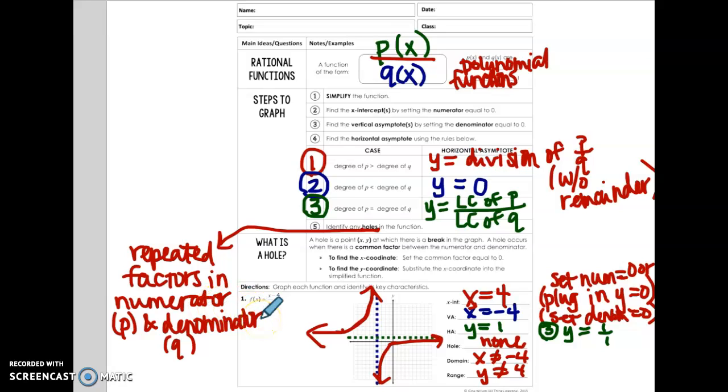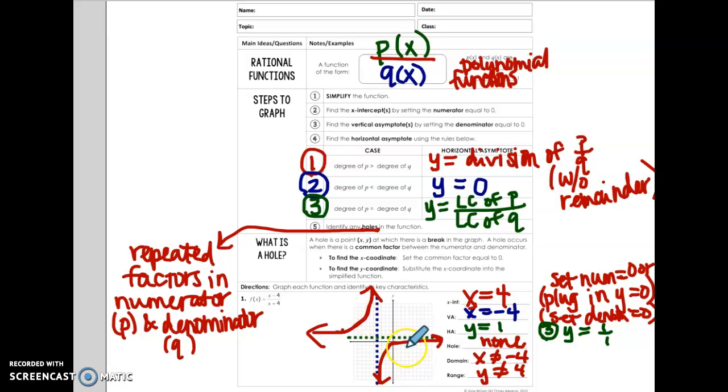Okay, so I'm going to go through a couple of the examples. I will have the completed notes that have all of this stuff in. Okay, so remember for x-intercept we set our numerator equal to 0, or you can plug in 0 for y and solve. Okay, vertical asymptote, we're going to set our denominator equal to 0, and then this is case 3. Leading coefficient divided by leading coefficient. So I set all those things up. Remember, vertical asymptote ties into the domain, horizontal asymptote ties into the range. There's no repeating factors, so there's no holes in this.